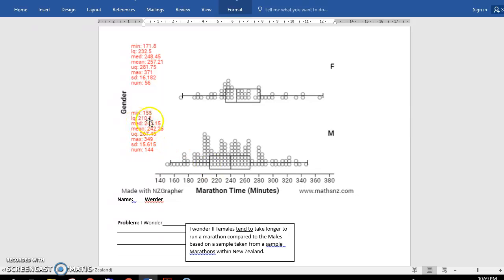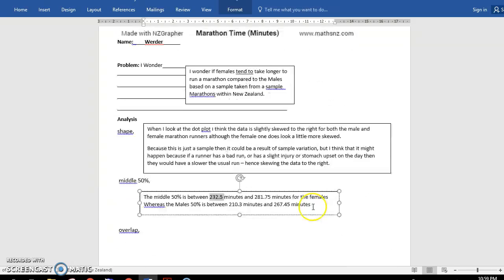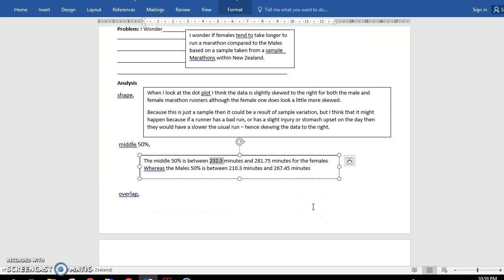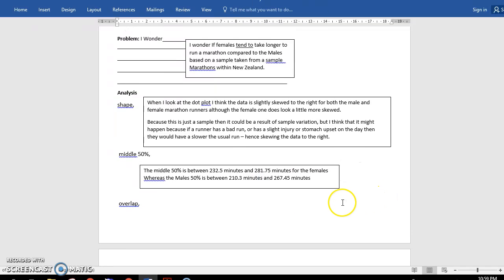The lower quartile's there, the upper quartile's there, and I just set the numbers that it's between. I'll go into more detail later. And I do like to see units there. Units are just meant to be there all the time. Alright, overlap.